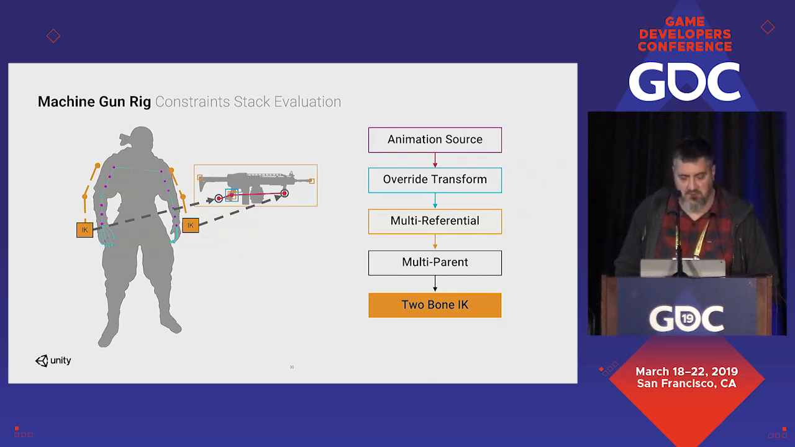Here's an example of the machine gun rig's constraint stack evaluation. It's a basic schematic view. The first thing we have is an animation source. The animation source can be a state machine, a timeline, or basic code input, any sort of animation clip. We use the override transform constraint to take over the weapon and control it. Then we use the multi-referential constraint to get more control on top of the machine gun object. We use multi-parent constraints to attach both IK effectors to the weapon, and we finally solve both arms with the two-bone IK.